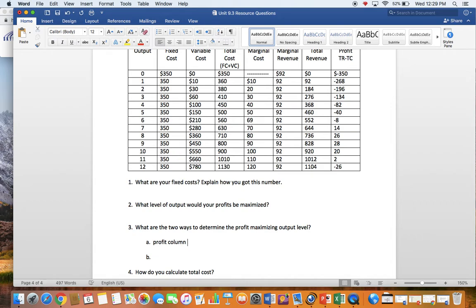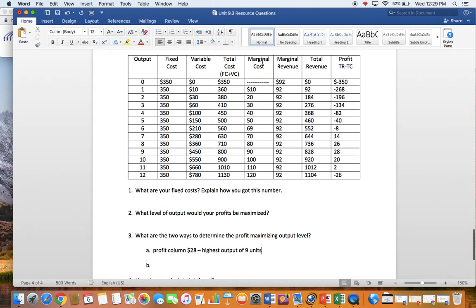In our profit column, our profits of $28 are highest at an output of 9 units. The other way we're going to see this, because sometimes as you're going through this you'll come across where your profits are exactly the same for 2 different output levels. If you have a situation where this was 28 and this was 28, we have to come over and look at our marginal cost and marginal revenue columns. We are going to do this up to the point where our marginal revenue is either equal to or a little bit more than your costs.